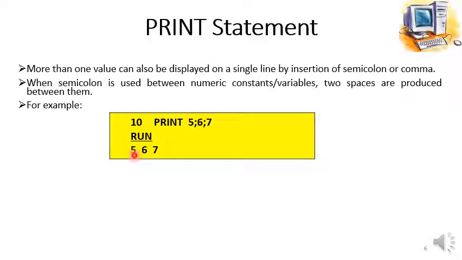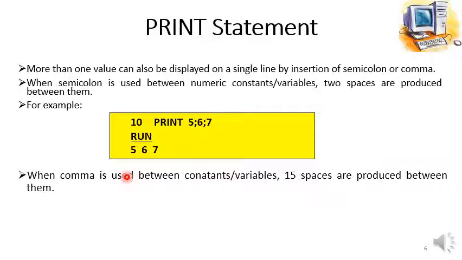So you can see that 5, and after that we have two spaces, two single spaces, and then 6 is displayed on the same line, and then two spaces just because of this semicolon, and then 7 is displayed. So this is how you can print values on the same line having two spaces between.